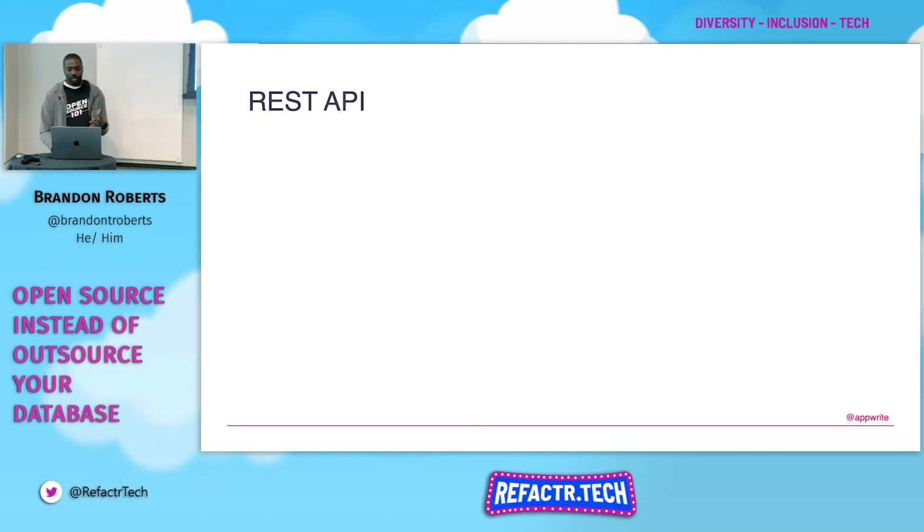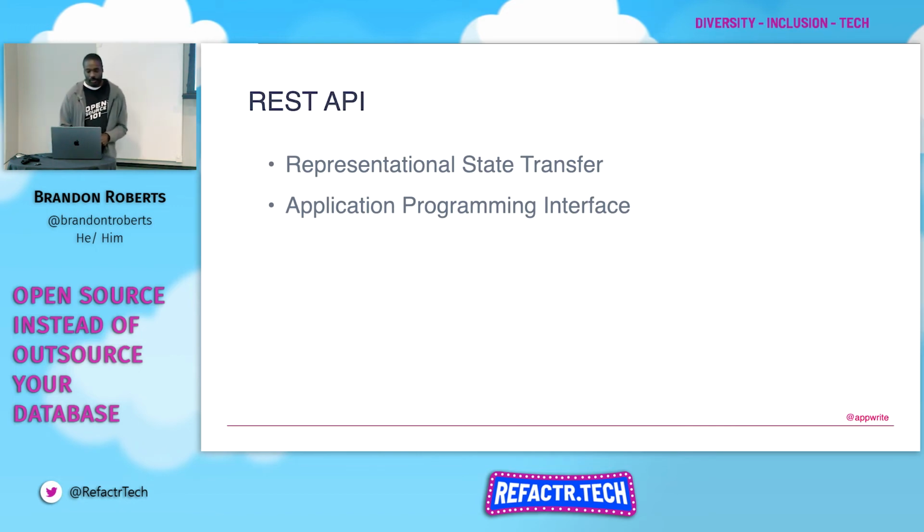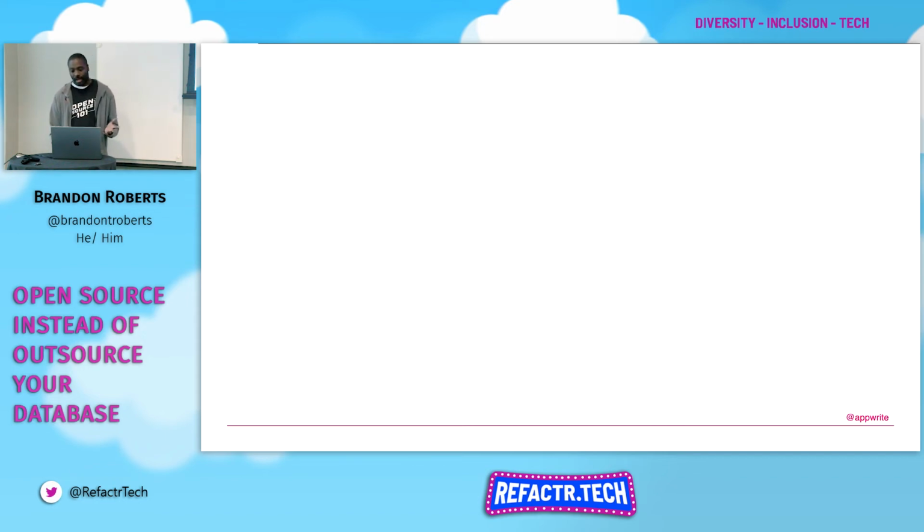So just in general, REST API stands for representational state transfer, and that's just what the REST is part of that. And API is application programming interface. Most commonly we call these RESTful APIs. And these are just APIs that you normally deal with. Applications use these APIs to provide and consume data.